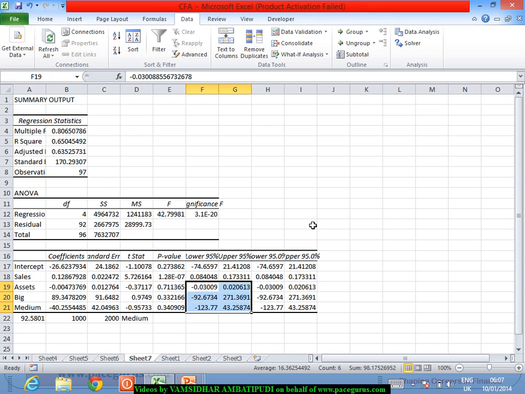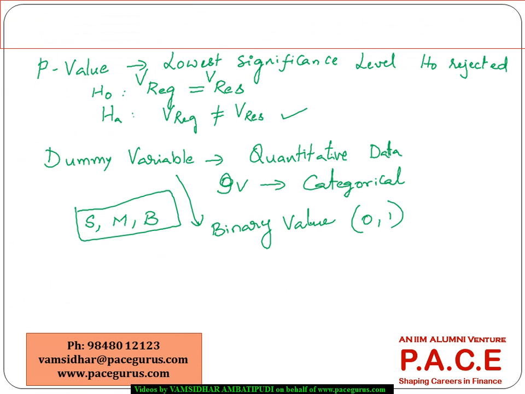And the most important thing in this particular analysis is how do I understand a dummy variable, especially if there are categorical variables as a part of my regression analysis. How do I take those categorical variables, and how do I use them as a part of the regression equation? That happens through this dummy variable kind of a process.